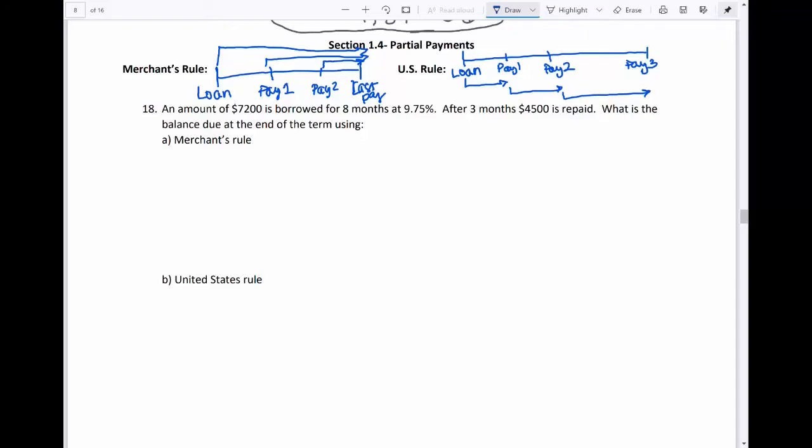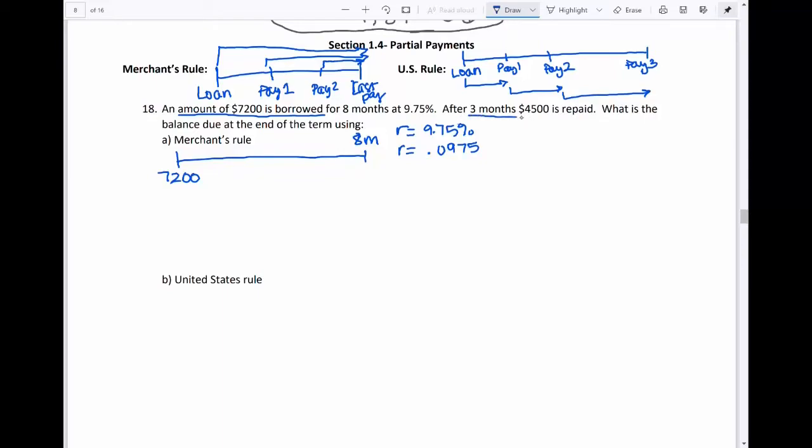With example 18, here we have a loan, and these are two different timelines, because notice the arrows, the money is moving differently, so we're still going to need to make a timeline for each of these, and they should be different. An amount of $7,200 is borrowed, so that's our loan. It goes at the beginning because it's happening now, and that's for 8 months. So 8 months is our duration, and then our rate here is 9.75%, or 0.0975 when we divide that by 100.